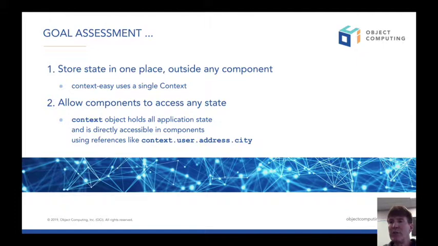Let's review the goals we started with and assess whether they were achieved. Store state in one place that is outside of any component. Context-easy uses a single context, so this goal is achieved. Allow components to access any part of the state. The context object holds all the application state and is directly accessible in components using references like context.user.address.city, so this goal is achieved.